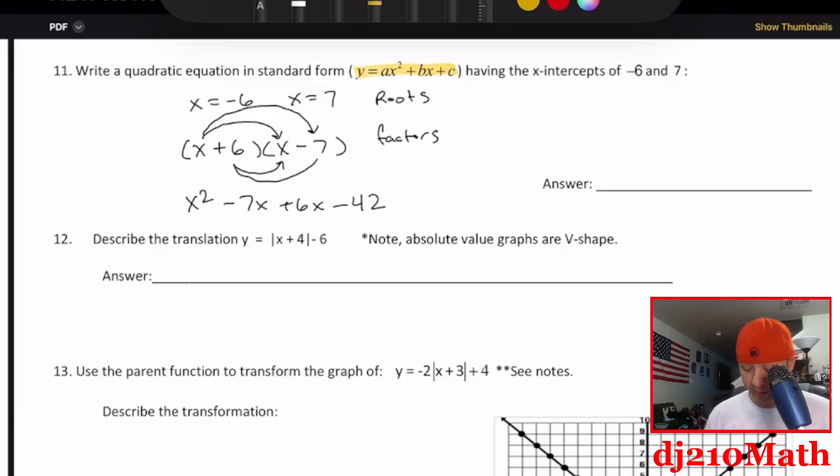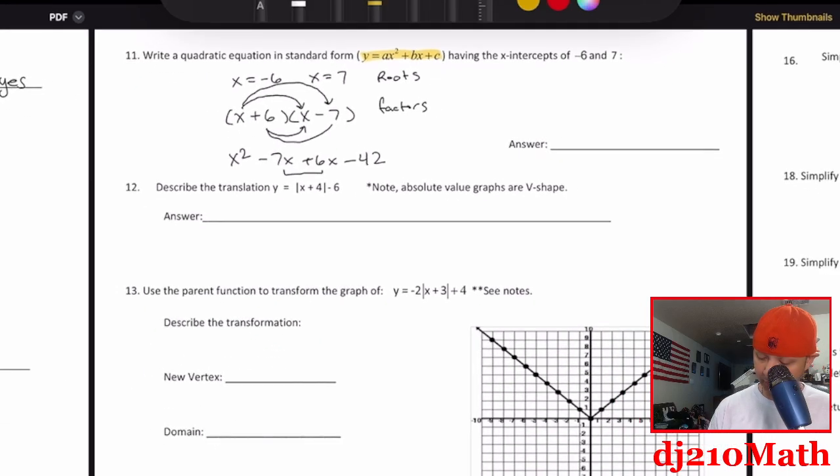We can combine something in the middle. So negative 7 plus 6. So this is going to be y equals x squared minus what? Minus 1, x minus 42.